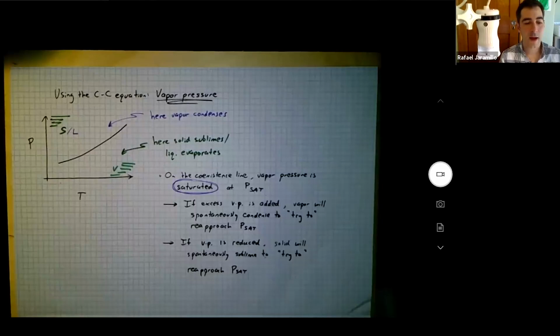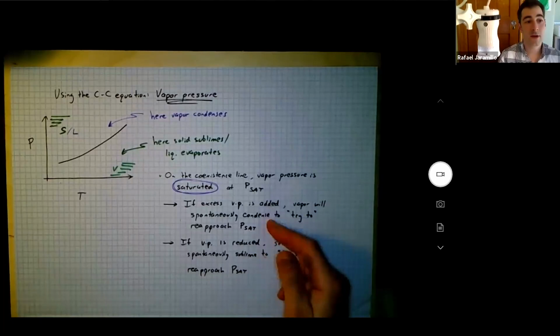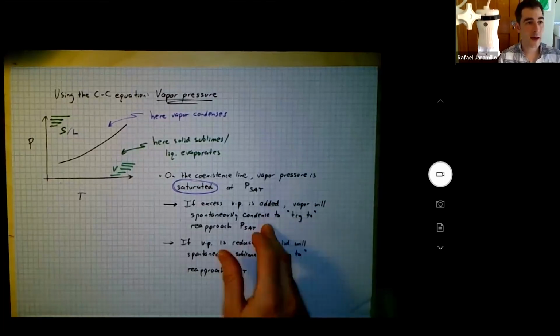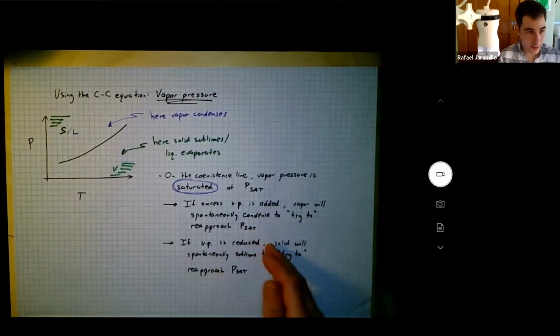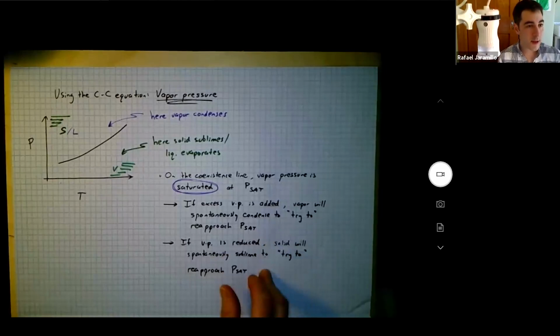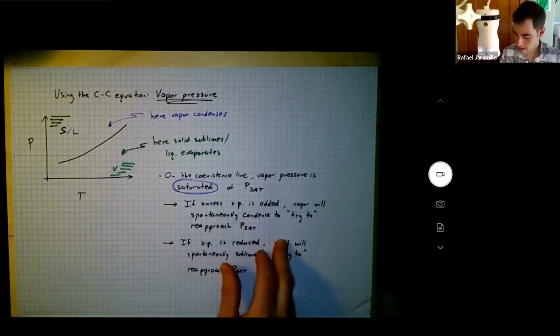Okay, so it seems that when you're on this coexistence line, if you try to change the intensive parameters of the system, if you try to change the pressure, say, the system will respond to try to counteract your change. It will try to resist whatever you're trying to do. If you try to increase the pressure, it's got a way to try to pull it back down. If you try to decrease the pressure, it's got a way to try to push it back up. So it has a way to resist you.